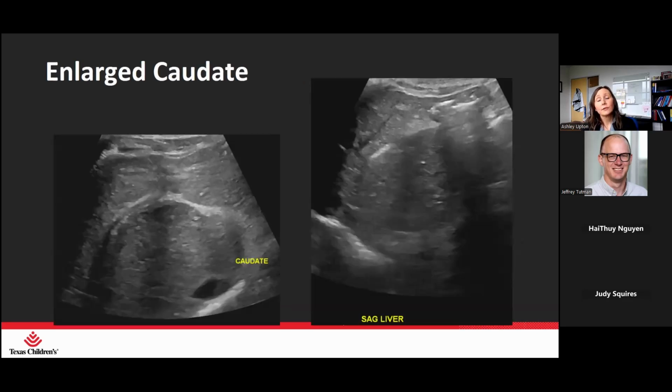Liver cirrhosis is also characterized by changes in the liver volume distribution. So typically the right lobe and medial left lobe become small, the lateral left lobe and the caudate lobe become enlarged.